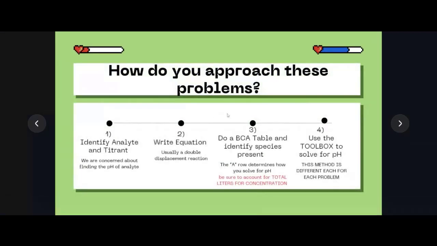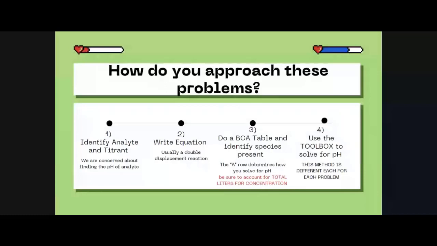So how do we approach these problems? You identify the analyte and the titrant. We are first concerned about finding the pH of the analyte. After you find out that information, turn them into moles. I would turn them into moles because we're going to need them for a BCA table. Then you would write an equation. It will usually be a double displacement reaction like we worked on in previous slides with the buffer.